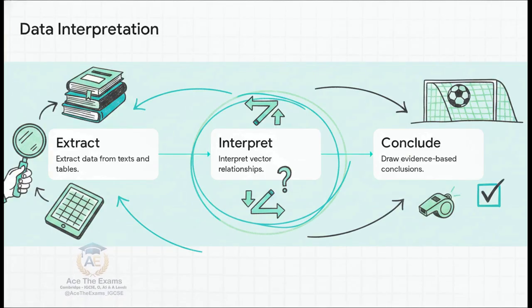Look at these 3 steps. Step 1, you must carefully extract data from the text and tables provided. Pull the exact numbers out of the scenario. Step 2, meticulously interpret the vector relationships. Ask yourself, are these vectors parallel? Are they perpendicular? Does their dot product equal 0?